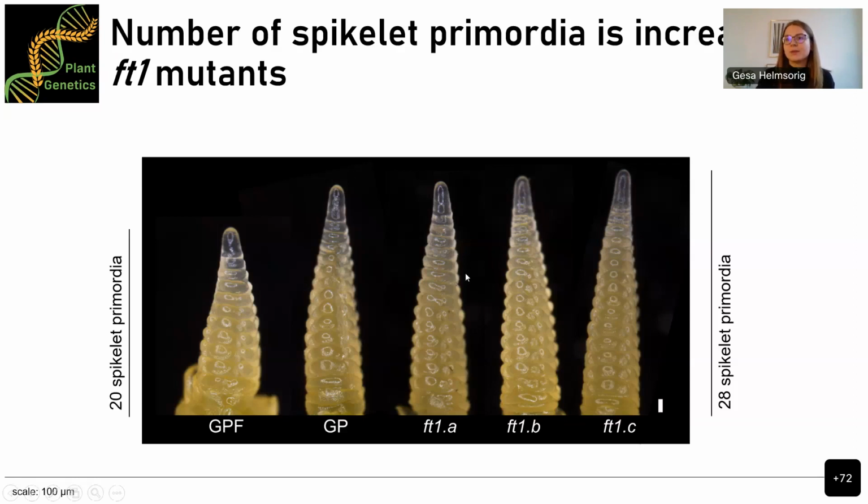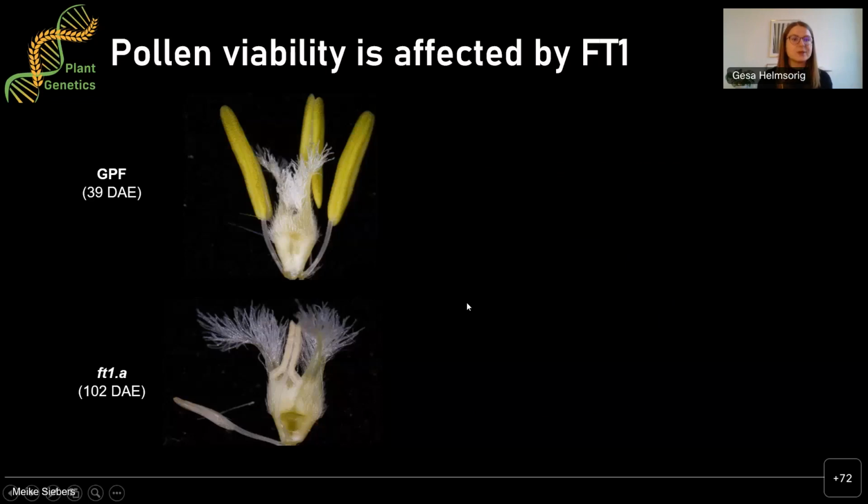So in theory, these plants do have a much higher yield potential than the parents do, but there is, of course, a downside. So this is very similar to what Maria already showed about these heat stress plants. When we look at the developing floret and we look at the anthers here in Golden Promise Fast, we see that they are green or already turning yellow, so meaning that they are very close to pollination. And in comparison to this, the anthers in the FT1 mutant look very small, very pale, and don't really seem to have a lot of pollen.